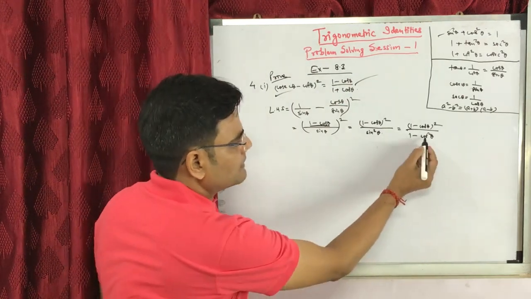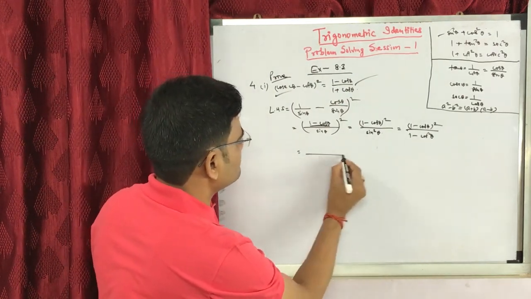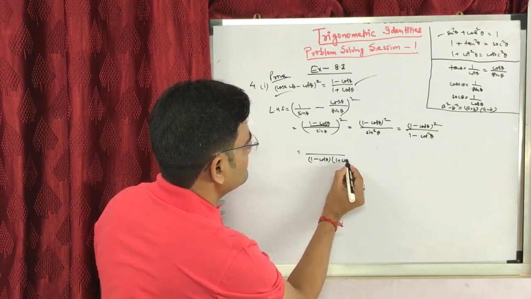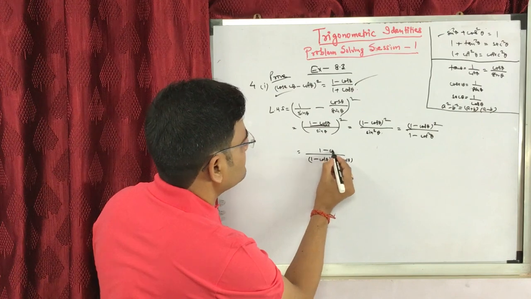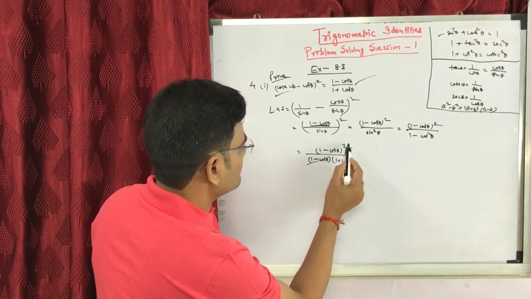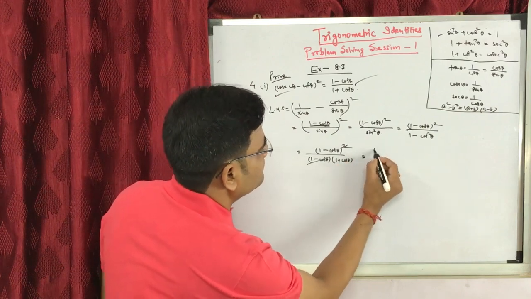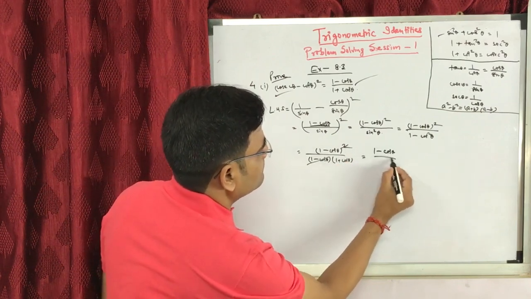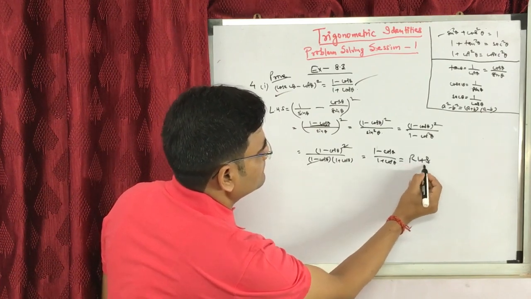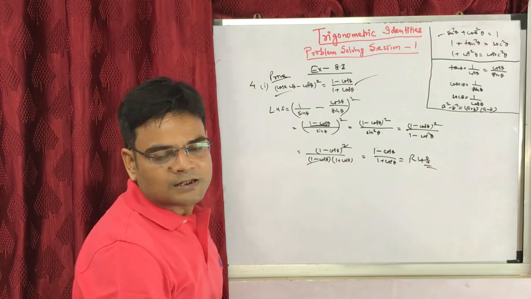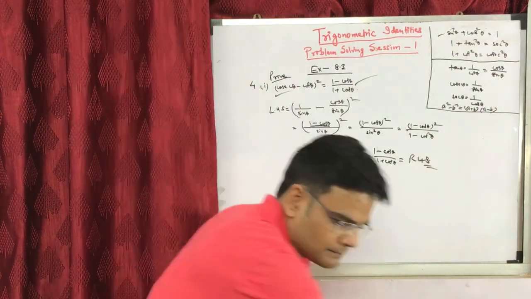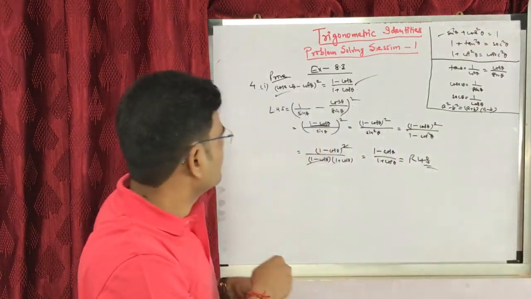See, 1 minus cos square theta can be written as (1 minus cos theta)(1 plus cos theta). This is 1 minus cos theta whole square. So 1 minus cos theta gone, square gone. So we are left with 1 minus cos theta by 1 plus cos theta. That's the RHS. Let's move on to the next one.